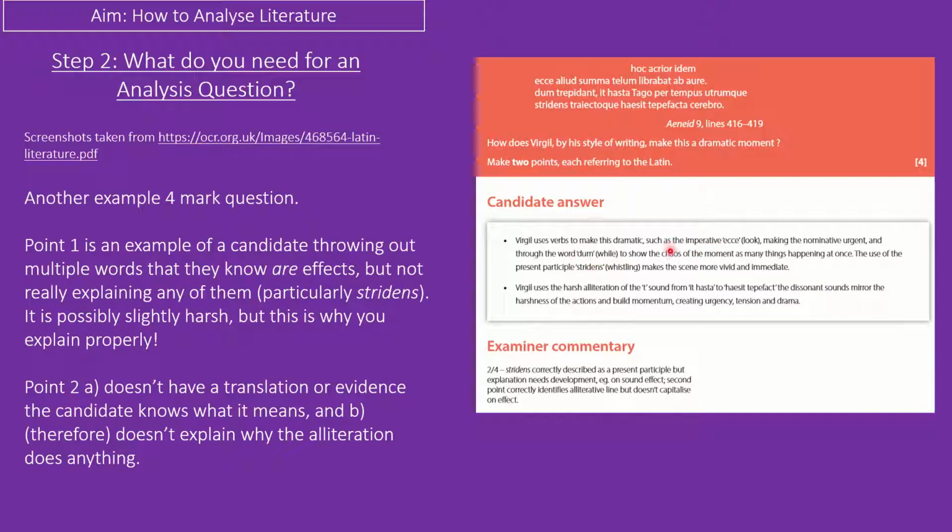The word dum, showing the chaos of the moment. What does that mean? The use of the present participle, whistling, to make this. It doesn't quite explain the question.